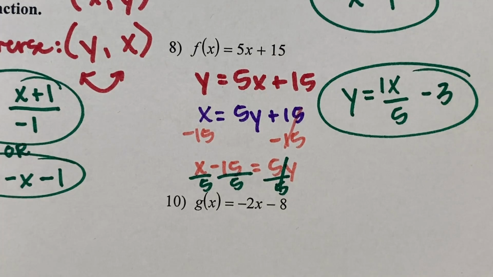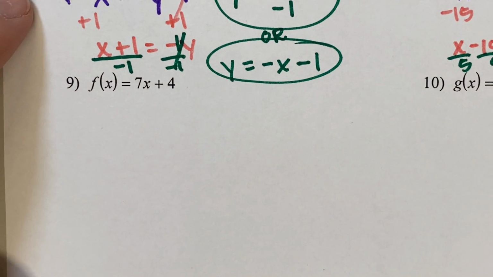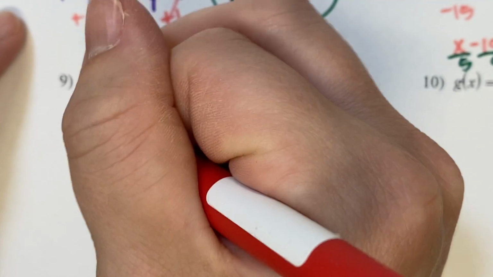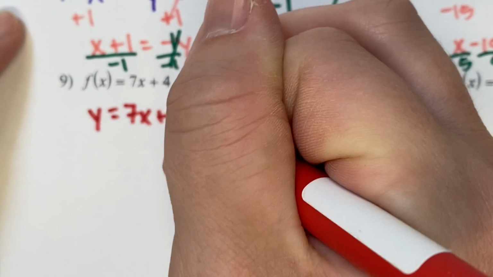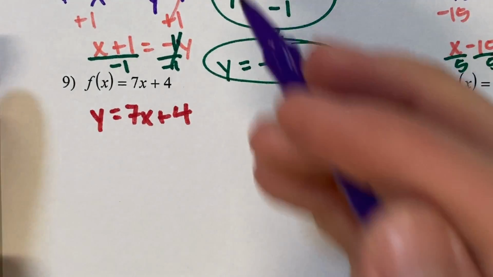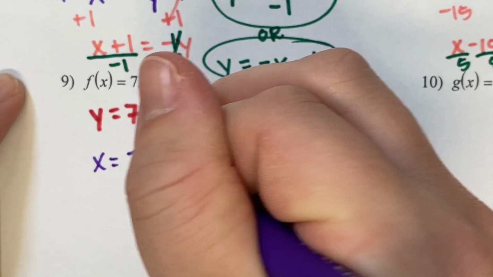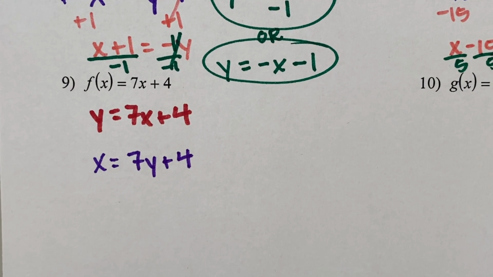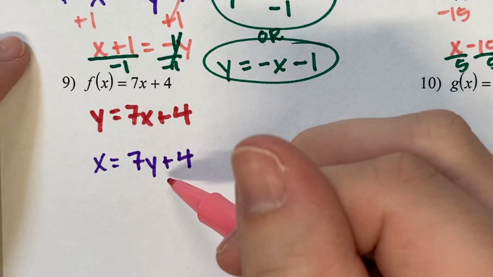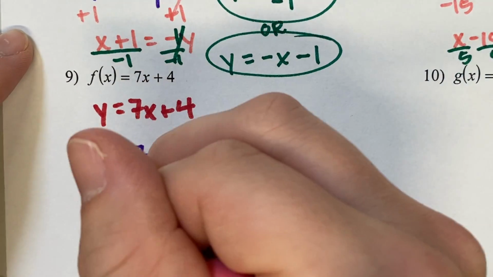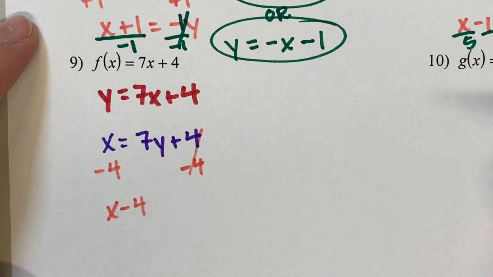Okay, perfect. So let's try that again. So first step, change this function notation to y equals 7x plus 4. Okay, inverse step, super important. x equals 7y plus 4. And now we solve for y. So first I need to do the opposite of plus 4, which would be to subtract 4. So I get x minus 4 on that side equals 7y.